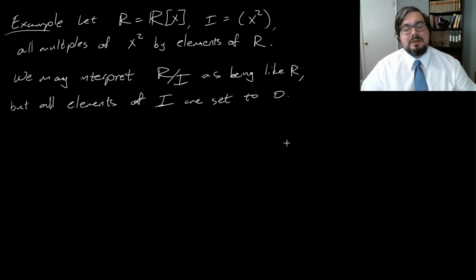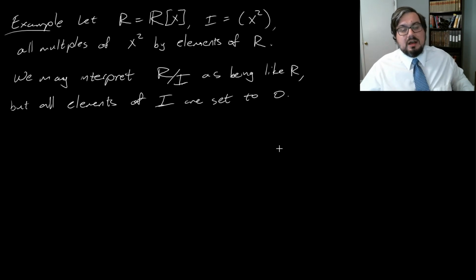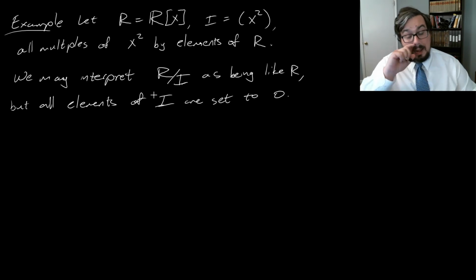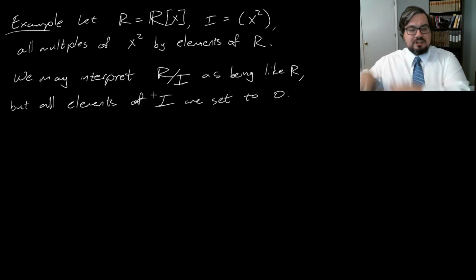And so intuitively, that's a lot of what's going on, and that intuition can carry us quite a way in terms of understanding what's going on. In this factor ring R mod I, it's going to behave sort of like the original ring R, but anything that has degree 2 or greater is just going to go to 0. It's just going to be eliminated.